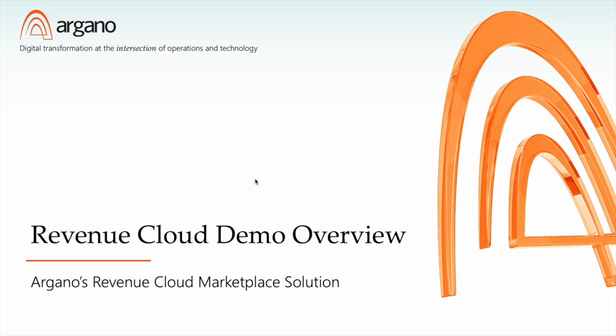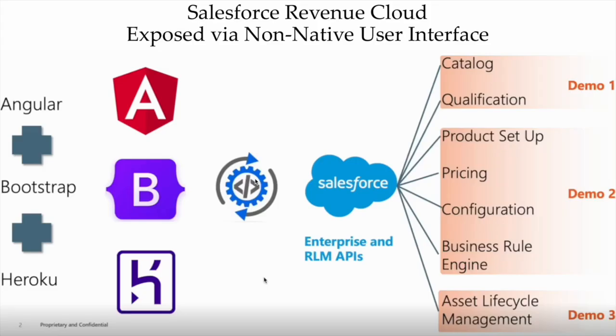This is video number 3 in a series of 3 short videos where we look at an example of leveraging the power of Salesforce's Revenue Cloud Suite by demonstrating running a completely non-native UI against the Revenue Cloud APIs. Again, from a technology perspective, we've chosen to use Angular, Angular Material, and Bootstrap running on Heroku. However, the front-end technology will vary by project.